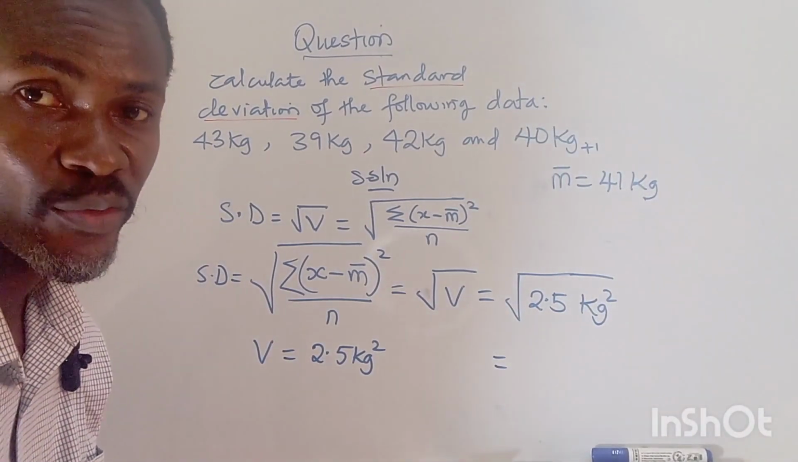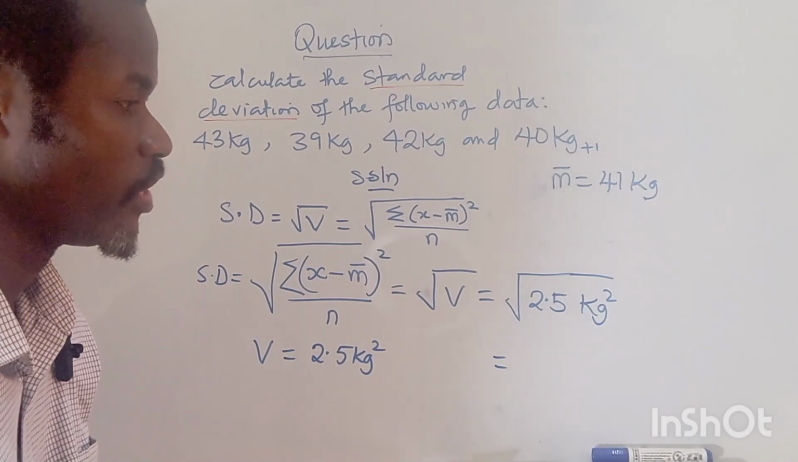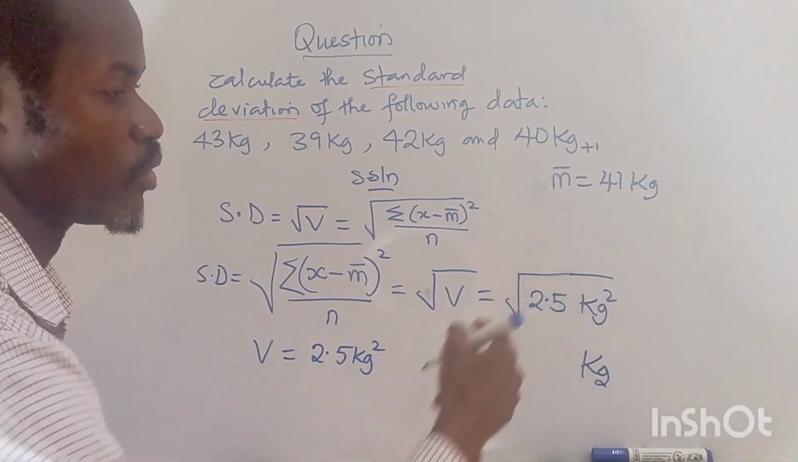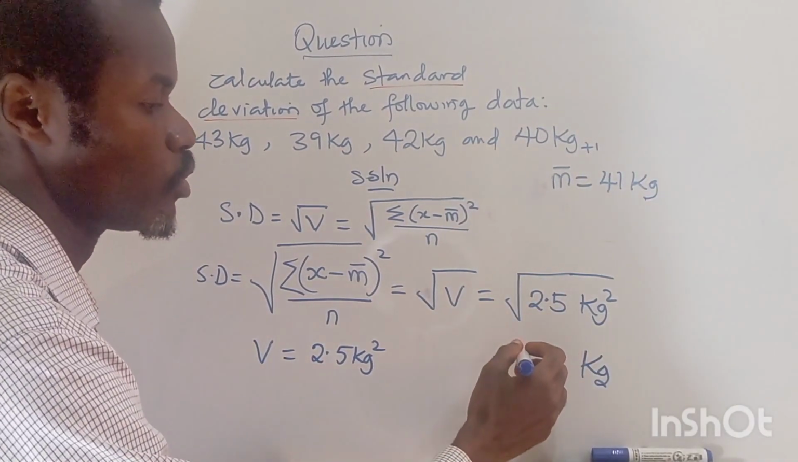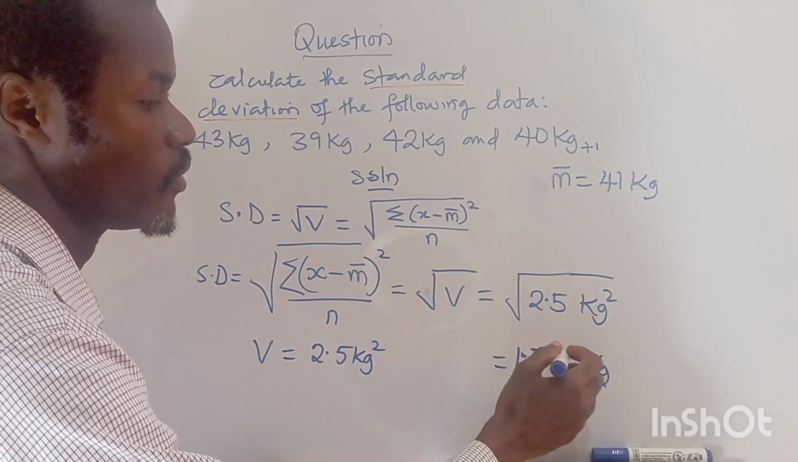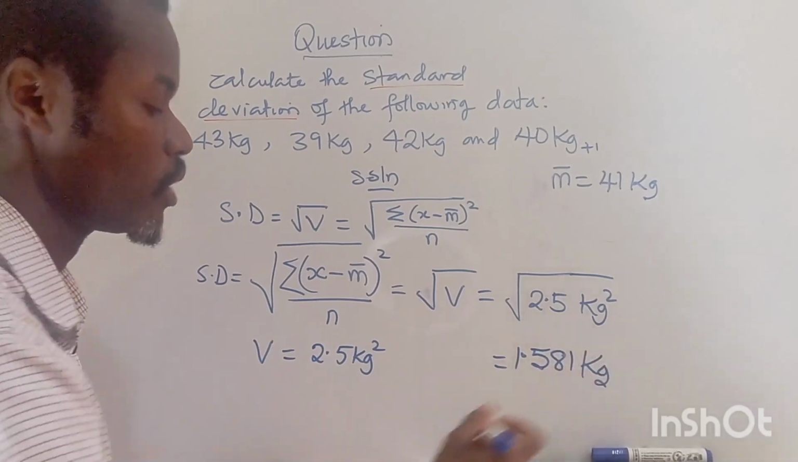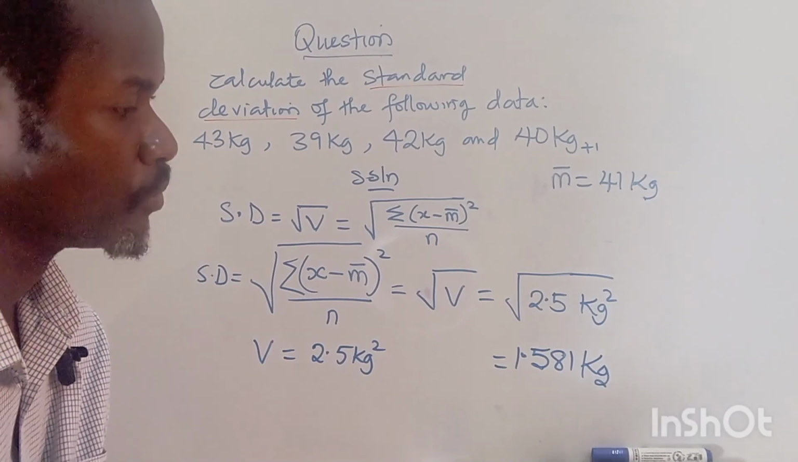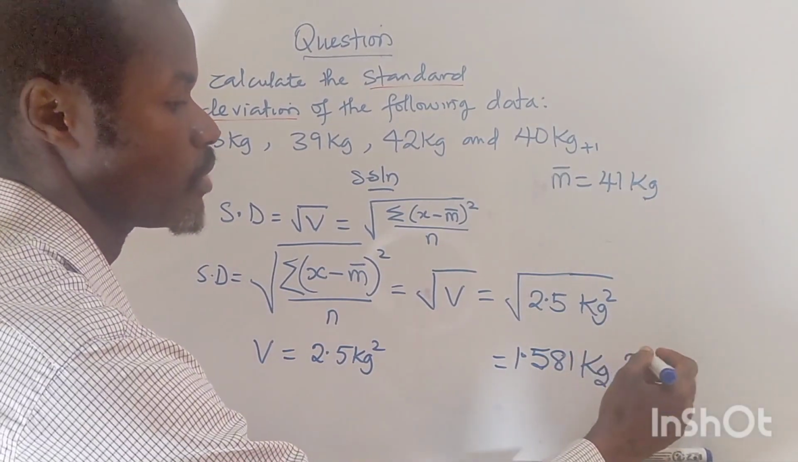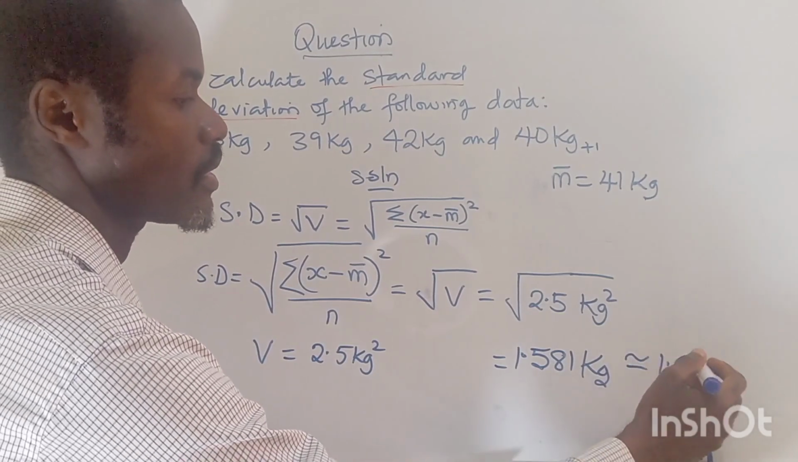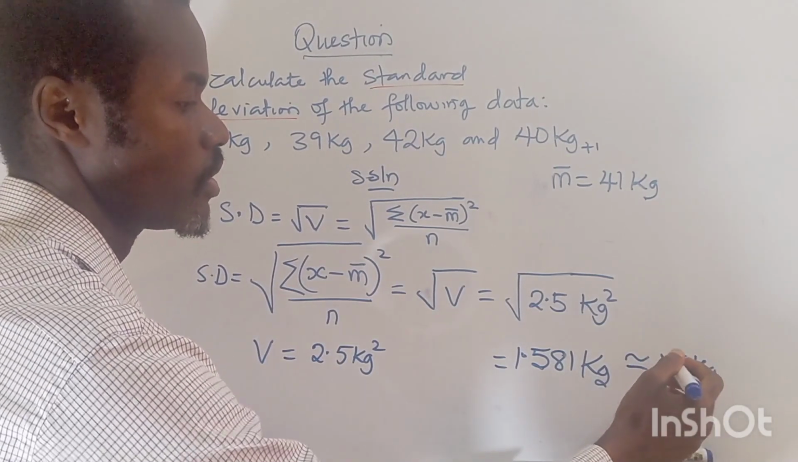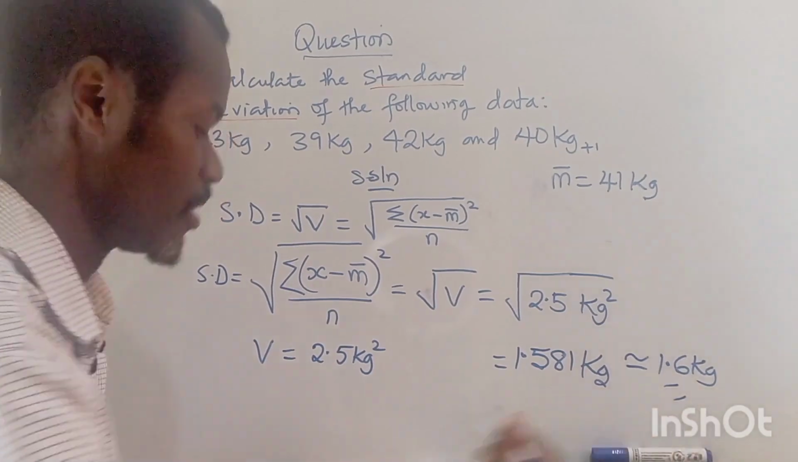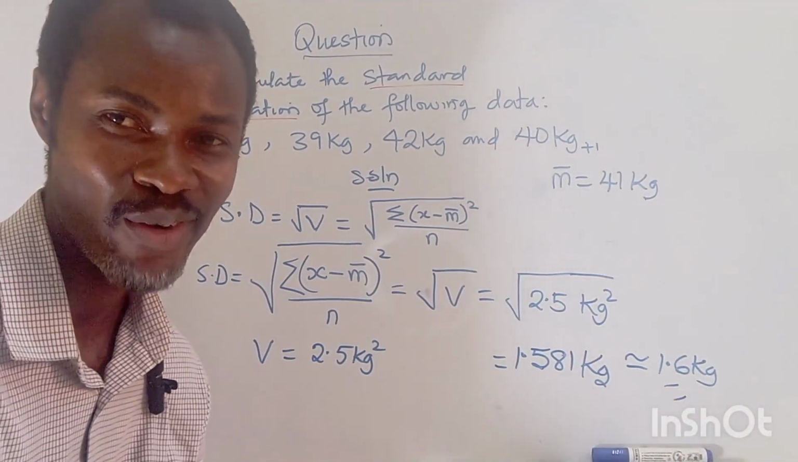So that will give us the square root of 2.5 kg squared. Now the square root of kg squared is still kg, and the square root of 2.5 should give you about 1.581. All right, so having gotten this, we can keep it approximately 1.6 kg. Since this is above 5, we add 1 to this, so we have 1.6 kg. So that gives us the answer to this problem.